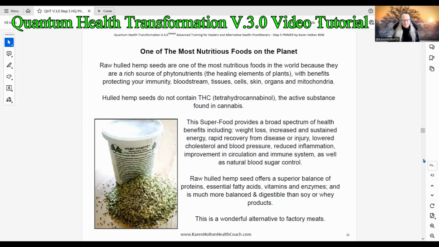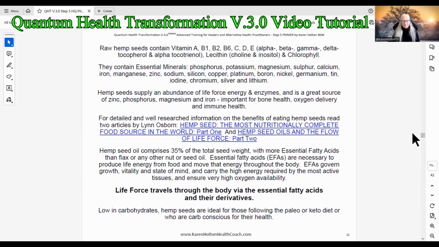This superfood provides a broad spectrum of health benefits, including weight loss, increased and sustained energy, rapid recovery from disease or injury, lowered cholesterol and blood pressure, reduced inflammation, improvement in circulation and immune system, as well as natural blood sugar control. Raw hulled hemp seed offers a superior balance of proteins, especially fatty acids, vitamins, and enzymes, and is much more balanced and digestible than soy or whey products. This is a wonderful alternative to factory meats.